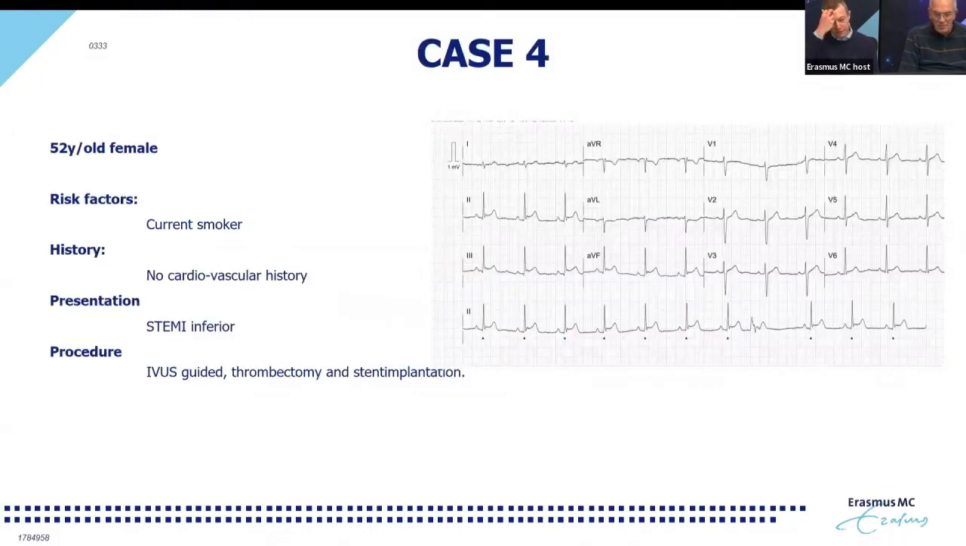Because this was a 52-year-old female patient, active smoker, no known cardiovascular history, and she showed up with an inferior STEMI. You can clearly see this EKG, sinus rhythm, ST segment elevations in the inferior leads. No clear depressions in the anterior leads, but clear ST segment elevation.